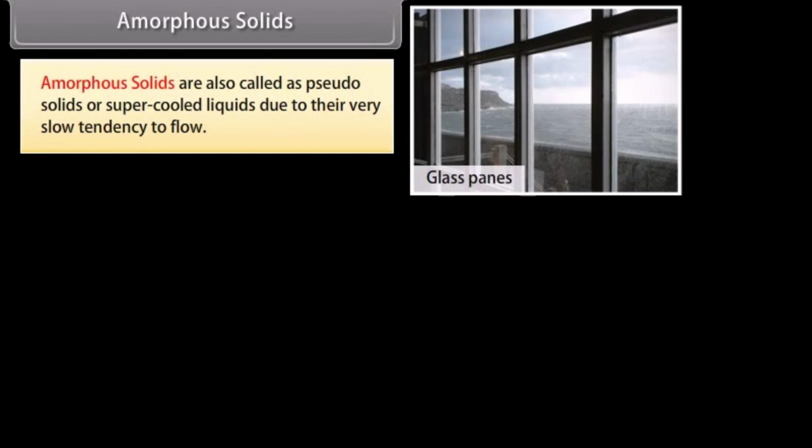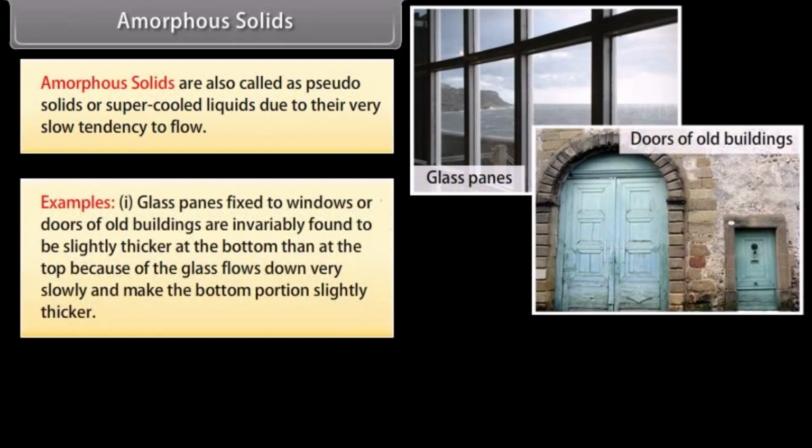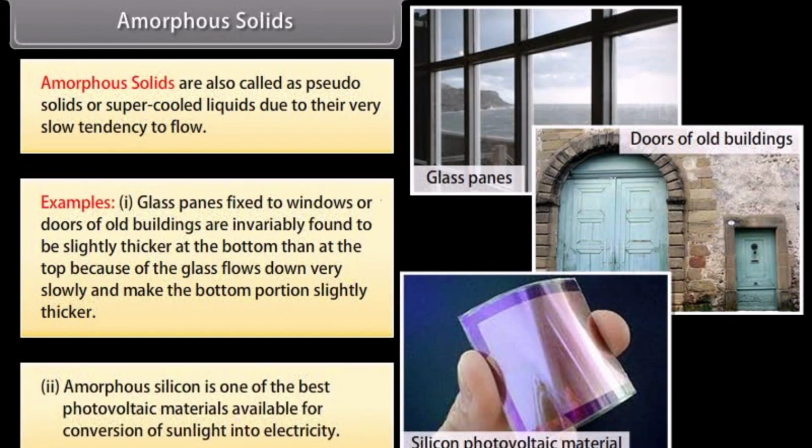Amorphous solids. Amorphous solids are also called pseudo-solids or supercooled liquids due to their very slow tendency to flow. Examples. 1. Glass panes fixed to windows or doors of old buildings are invariably found to be slightly thicker at the bottom than at the top because the glass flows down very slowly and makes the bottom portion slightly thicker. 2. Amorphous silicon is one of the best photovoltaic materials available for conversion of sunlight into electricity. Difference between crystalline and amorphous solids.